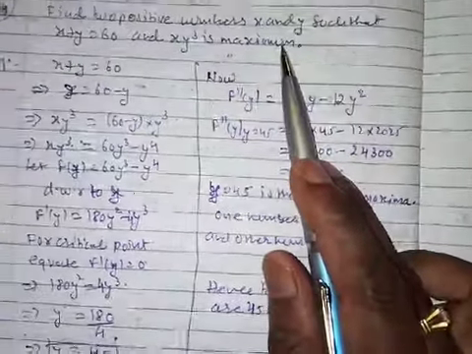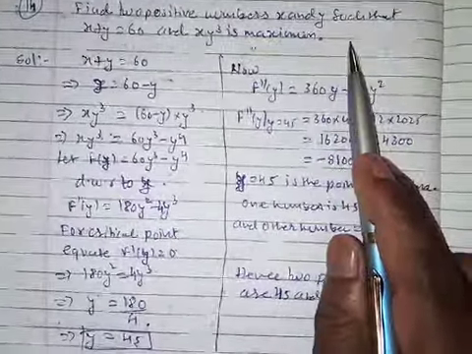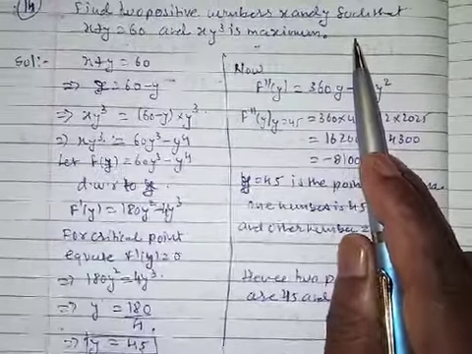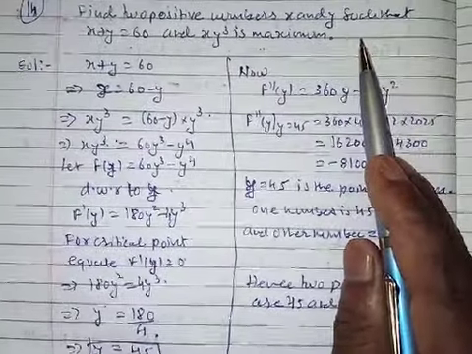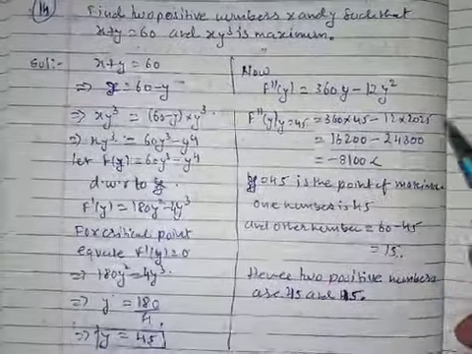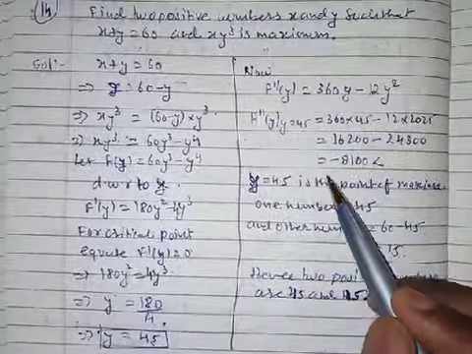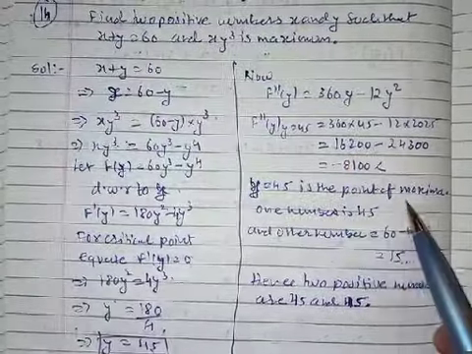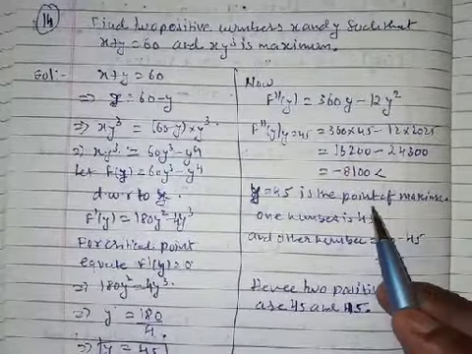In this kind of sum, when the range is not given, we cannot apply the first derivative. We have to apply the second derivative to know whether it is maximum or minimum. When the answer is minus, it shows that it is maximum. Okay.